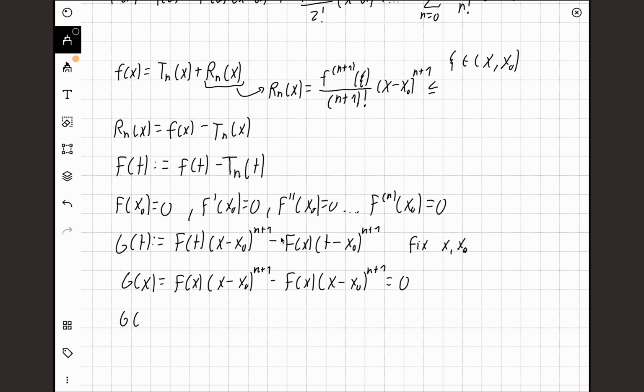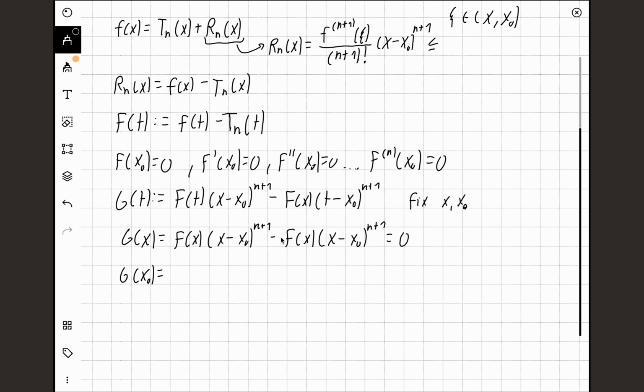Now, what about g of x0? Because, again, we fixed the 2 points x and x0. So we're focusing on these 2 points right now. What is g of x0 going to equal? Well, that's going to be f of x0 times (x minus x0)^(n+1) minus the constant f of x times (x0 minus x0)^(n+1). Here something else happens. First of all, we can see that x0 minus x0, bang, this term goes to 0.